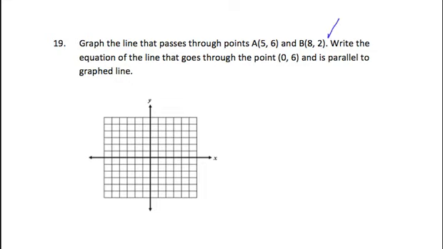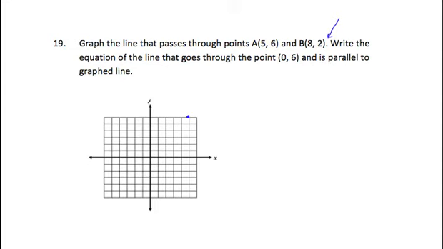First thing we want to do is go ahead and graph this line. So we're looking at the point 5, 6. So 1, 2, 3, 4, 5. 1, 2, 3, 4, 5. Okay, there's one of my points, the point 5, 6, and then the point 8, 2. Ooh, 8, 2 is going to go off of this graph.